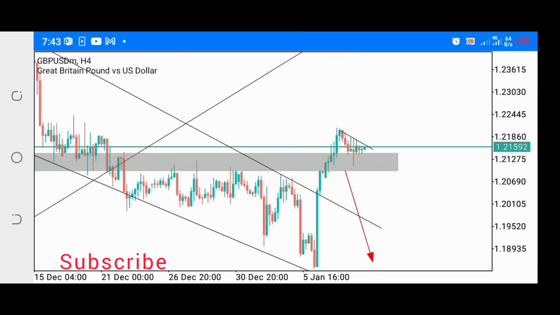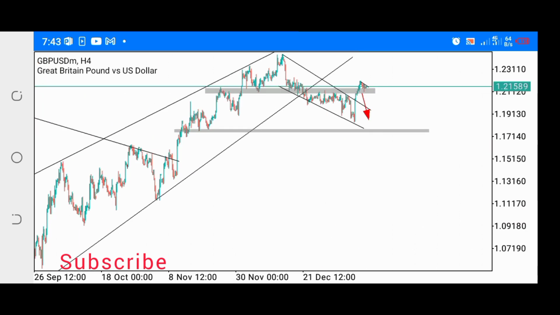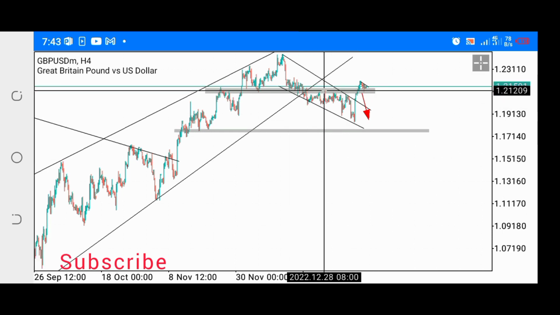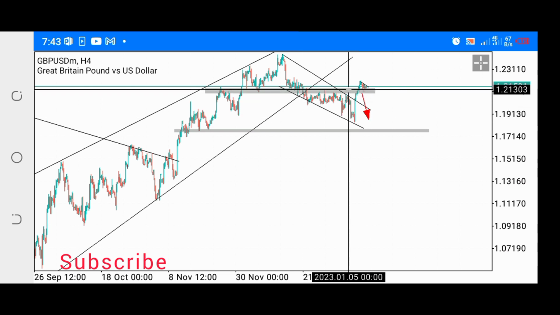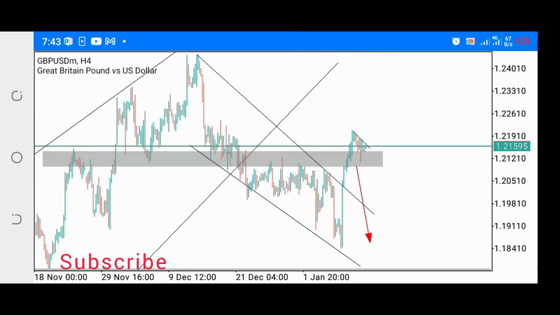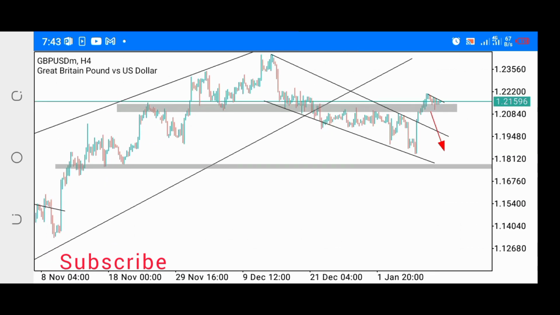Let's now use ICT concepts. So this is it. Price is making a series of lower lows and lower highs, lower lows and lower highs. So this is probably a mini downtrend, right? But the overall trend is to the upside. The overall trend is to the upside. So this is what happens basically.